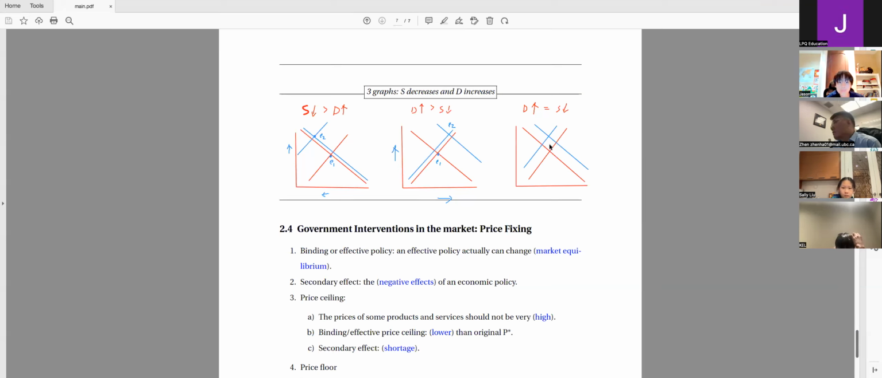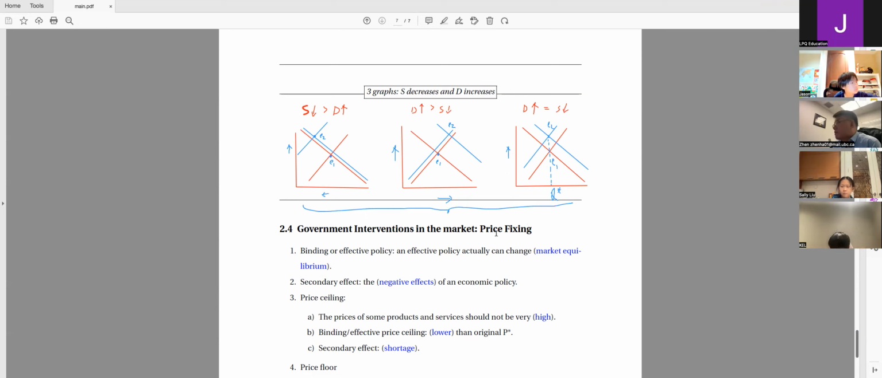Okay, go back to our graph. Shift the demand curve right and shift the supply curve left, but by the same distance. Graphically you will find out the quantity traded in the market has no change. Actually, no change. And the price increases. Okay, then we're done.